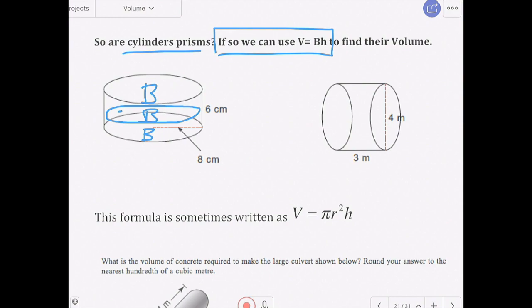So why don't you try that as an exercise? Figure out the volume of these two cylinders using volume equals big B times H. Then unpause the video when you're ready.